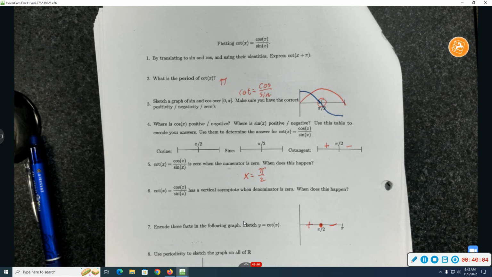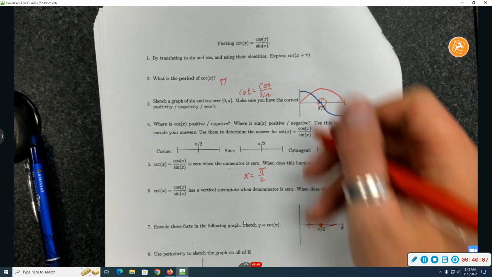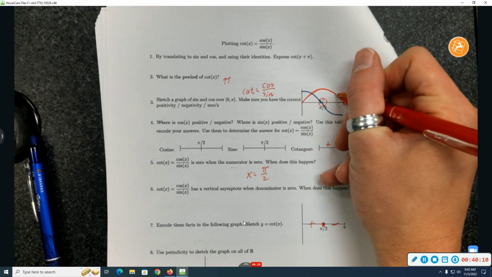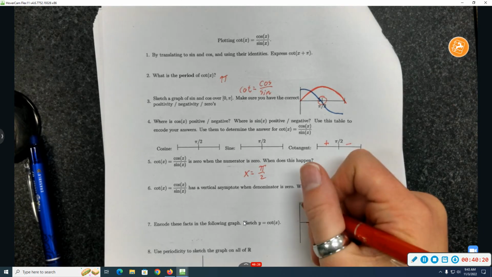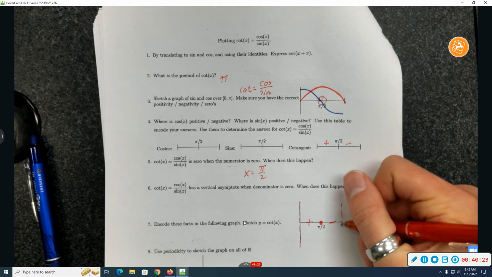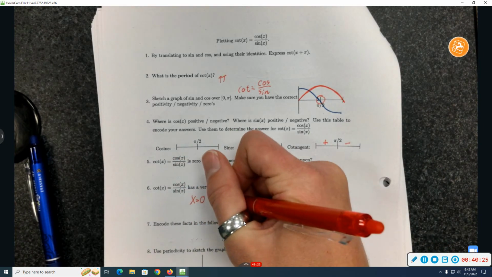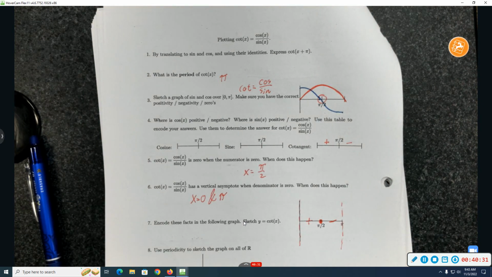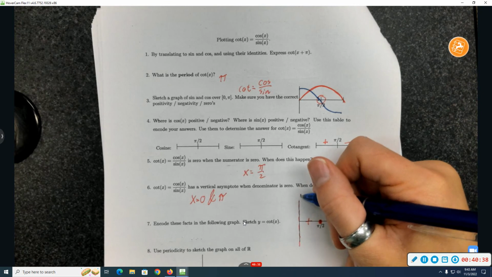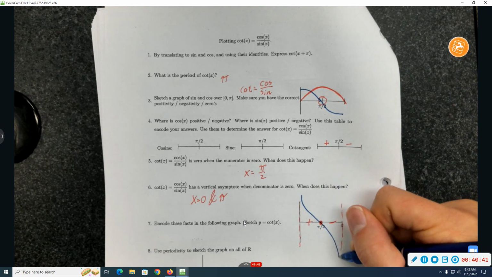Well, the denominator is sine, right? This one is sine. Tell me, where is that 0? Yeah. 0 and pi. Yeah. So there will be a vertical asymptote at 0, vertical asymptote at pi. Oh, nice. Does that mean you can now sketch the graph? I think that looks reasonable.